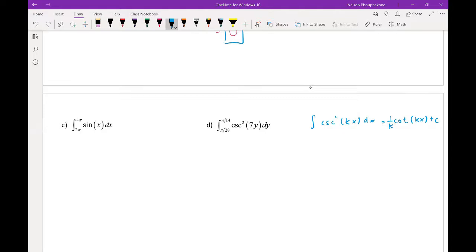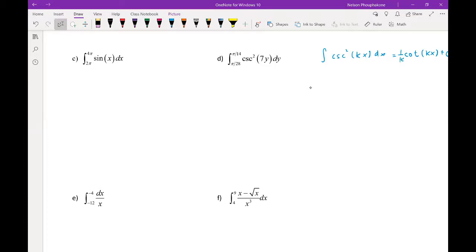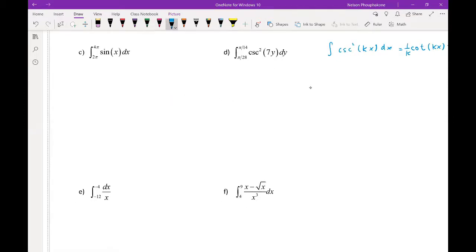Okay, so let me work on problems C, D, E, and F to finish these 4 problems right here. Now to this one right here, if you remember, the integral of sine of x dx is negative cosine of x plus C, right? Because the derivative of negative cosine of x is sine of x. Then we are going to evaluate between 2 pi and 4 pi.